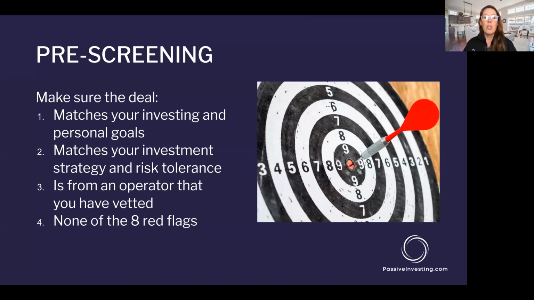When a deal hits your inbox, is it from an operator you have vetted already? If you have not vetted the operator, don't invest. Absolutely do not invest. The first step is to get on the phone with that operator. And you're initially screening, does this deal have any of those 8 red flags? Is it from an operator that has a successful business background?